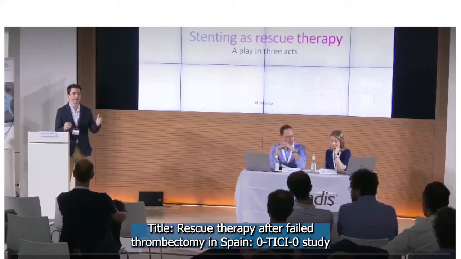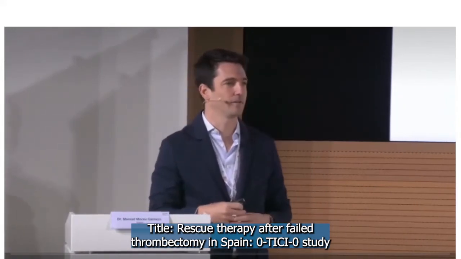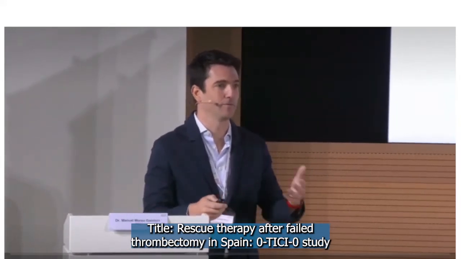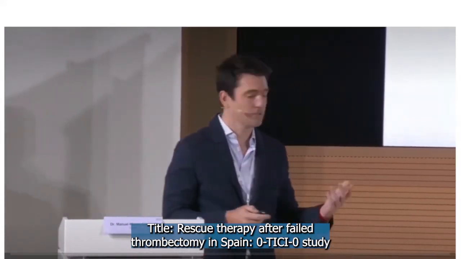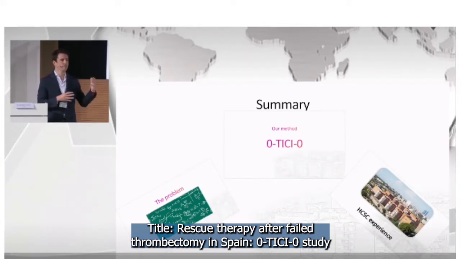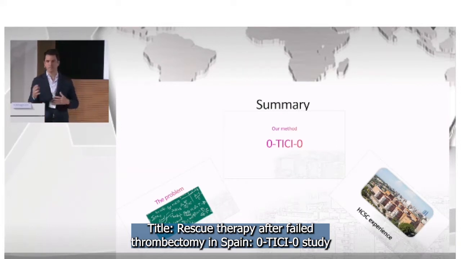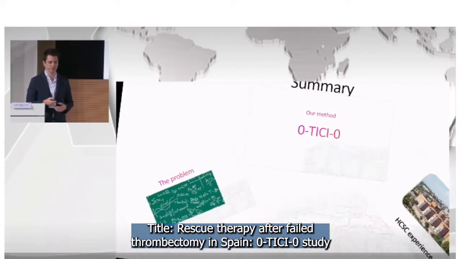What happens anytime that we need to place a stent is that we need to manage that failure, that we have not been able to remove the clot. So thanks to Paul, it's going to be quite a small talk because the introduction has already been made. So let's try to define the three parts of this presentation. We will start with the problem that we have, then our method, the zero TICI zero study, and our experience using this method.